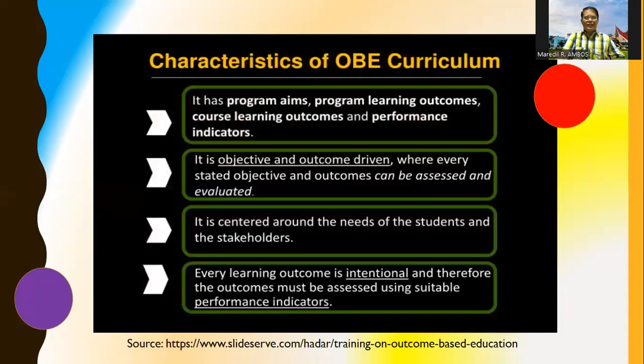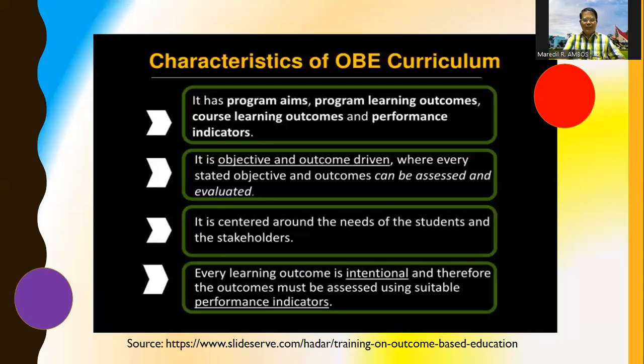Let's have the characteristics of outcome-based education. So we have the program aims, the program learning outcomes, then course learning outcomes, and performance indicators. The second one is that it is objective and outcome driven, where every stated objective and outcome can be assessed and evaluated. And it is centered around the needs of the students and the stakeholders.